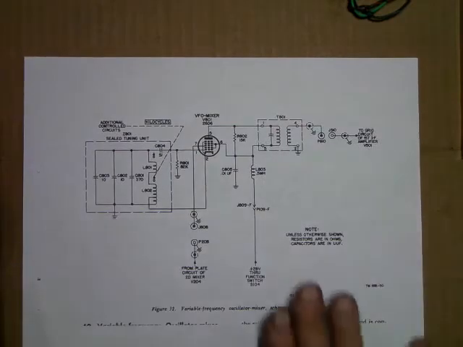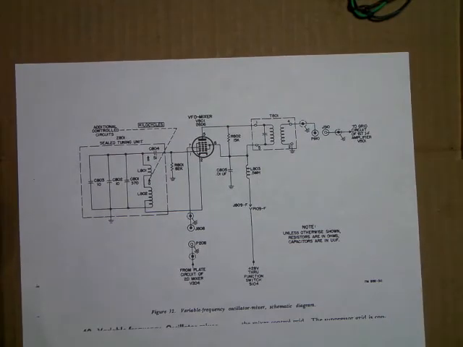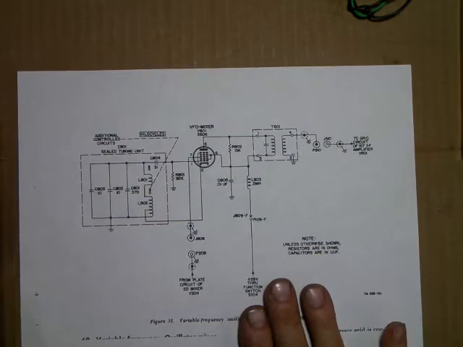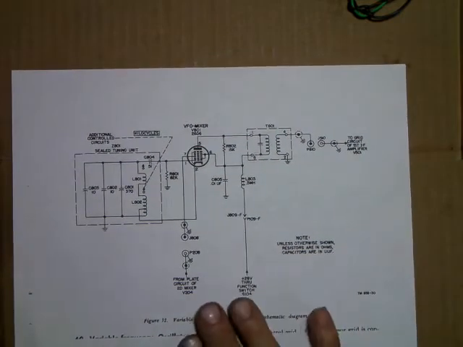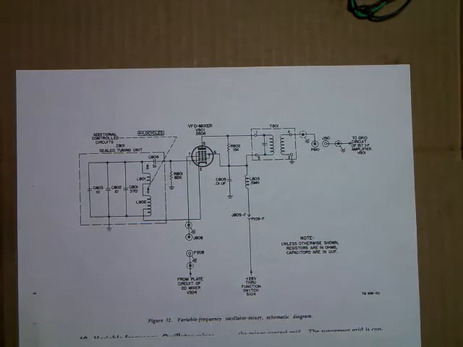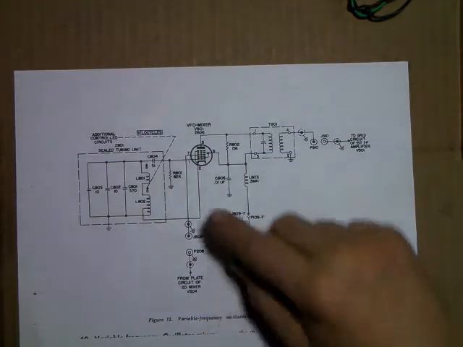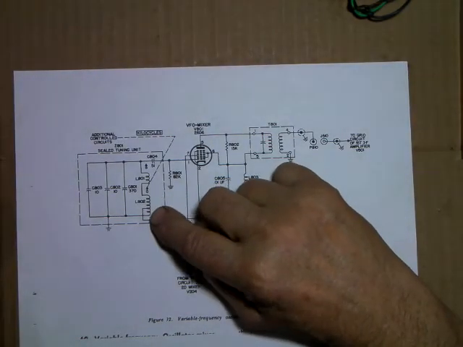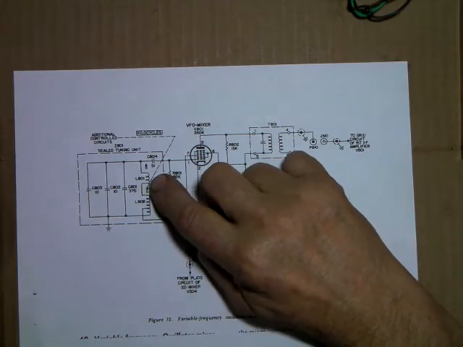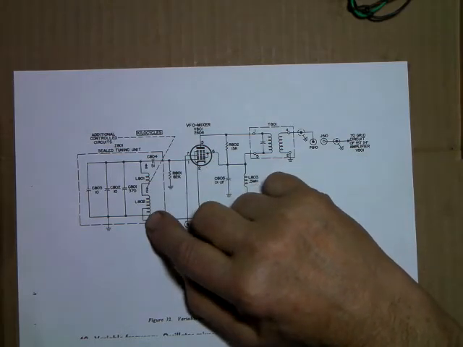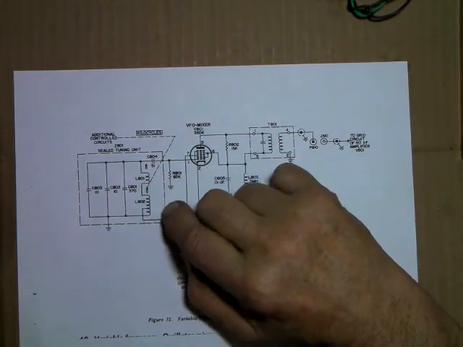All right, there it is. I think it's page 63. This is what they term or call the PTO. It's a permeability tuned oscillator. It has a slug that moves in and out of a coil, and that's the permeability part of it.